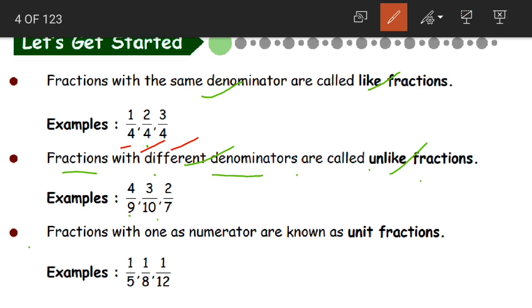Now coming to the third point, fractions with 1 as numerator are known as unit fractions. What are they saying? Can you see the examples here? 1 by 5, 1 by 8 and 1 by 12. Now these 3 fractions are having what? Are having 1 in their numerator. 1 as their numerator. So these will be called as our unit fractions. Okay children. Now whenever we have fractions with 1 as the numerator, they are called as our unit fractions.